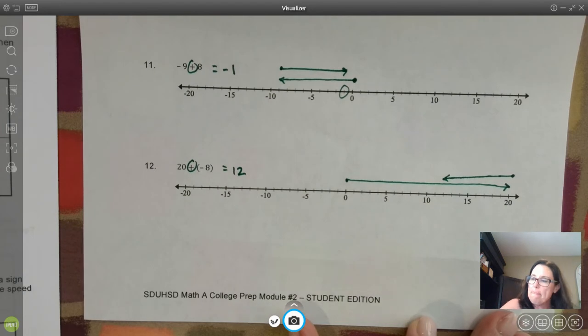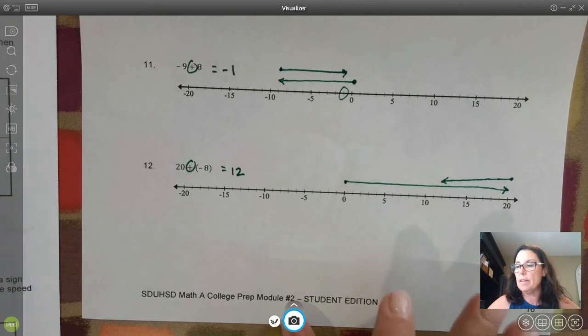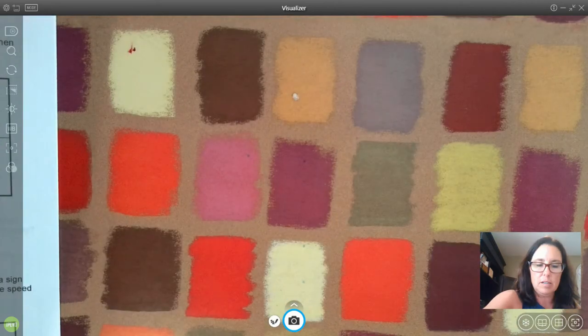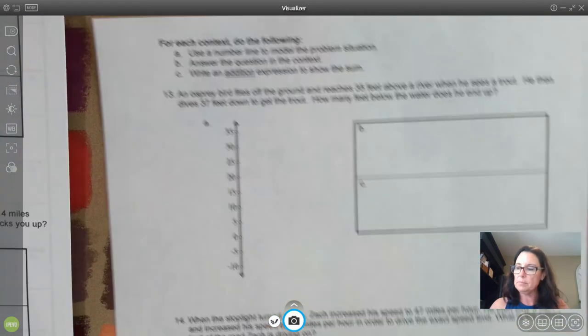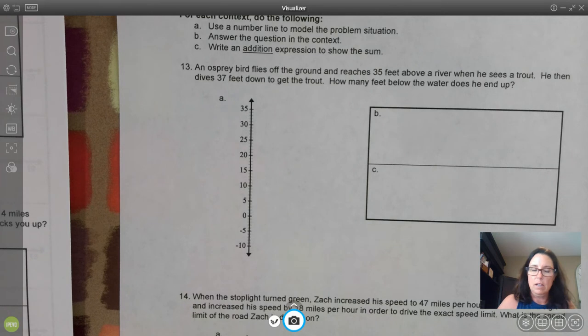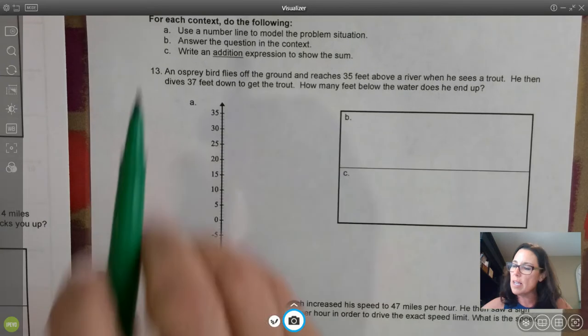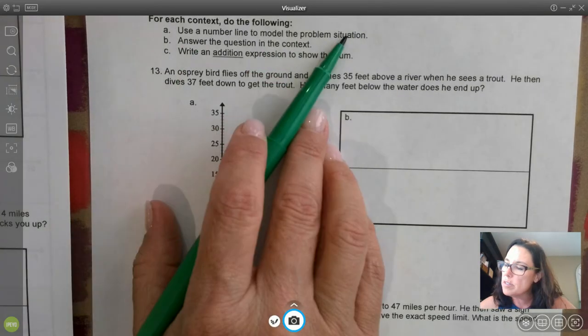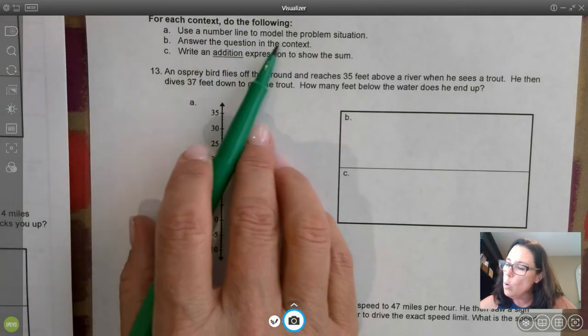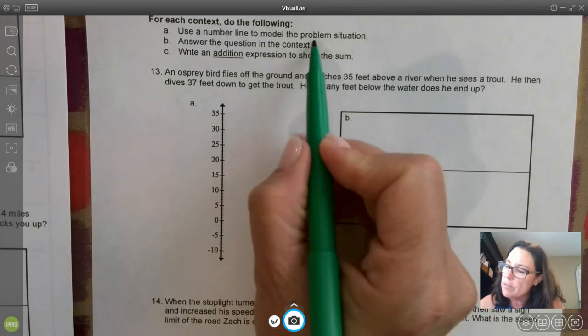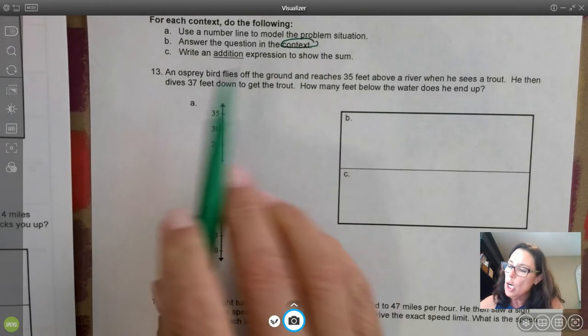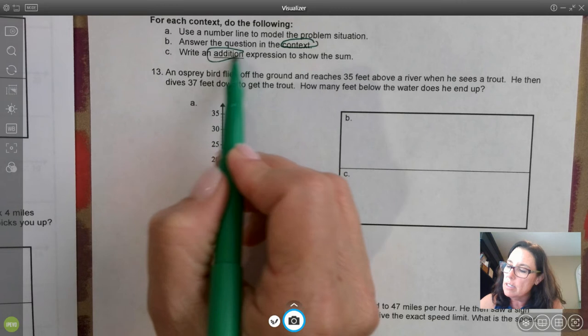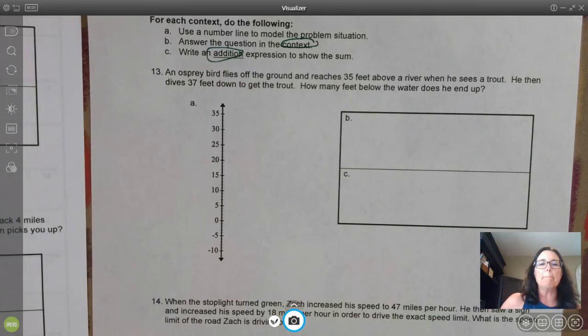Okay? Next thing we're going to look at is a little word problem with these. So that's going to take us to number 13 here. All right, we'll try one together, number 13, and then you can pause me and try 14. Okay, so directions say, use a number line to model the situation, answer the question in the context. Okay, it's very important to explain what that means. Write an addition expression to show the sum.